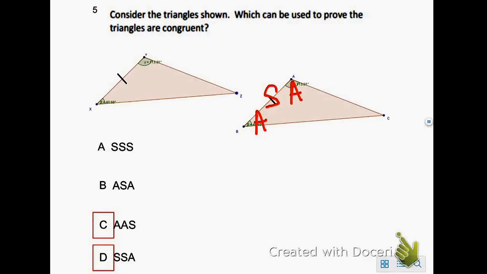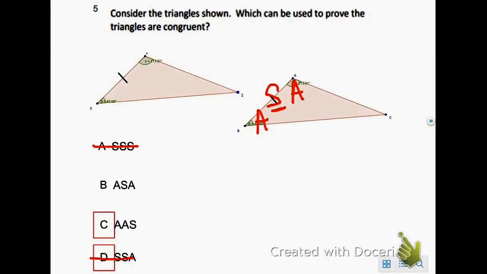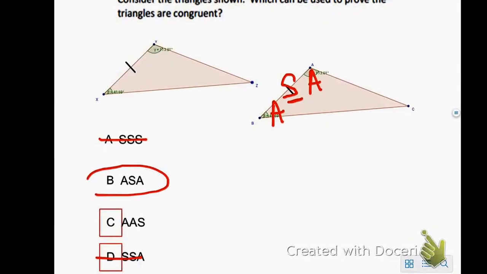I notice that I've got 2 angles and 1 side. That would eliminate choice A. I don't have 2 angles. It will also eliminate choice D because I don't have 2 angles. So I only have to choose between B or C. The difference between choice B and choice C is choice B, the side is between the 2 angles, and choice C, the side is outside the 2 angles. So I notice my picture here, and I say, well, the side is between the 2 angles, so I need choice B.